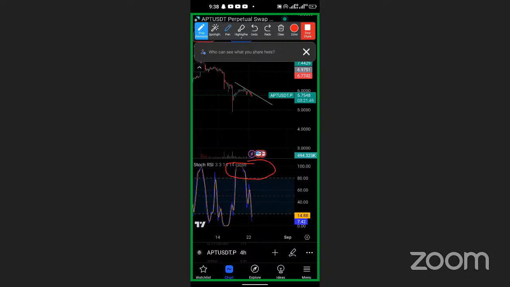Once it gets to the bottom, it gets between 10 and I think 20. You're working with the 10 and 0, 10 and 20, whatever. This bottom here, you're working for a long position.